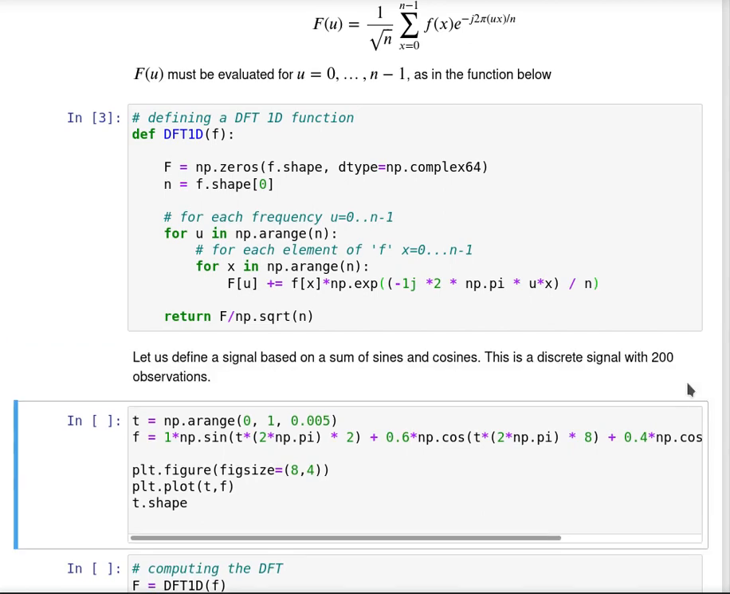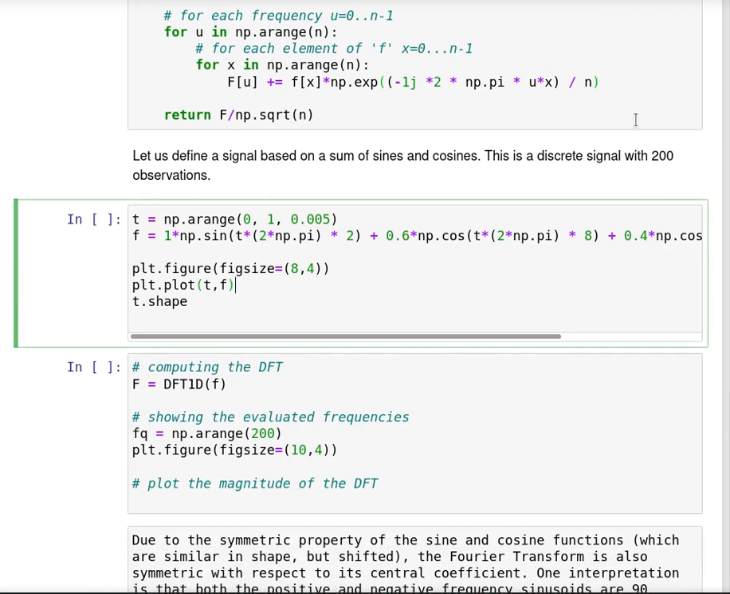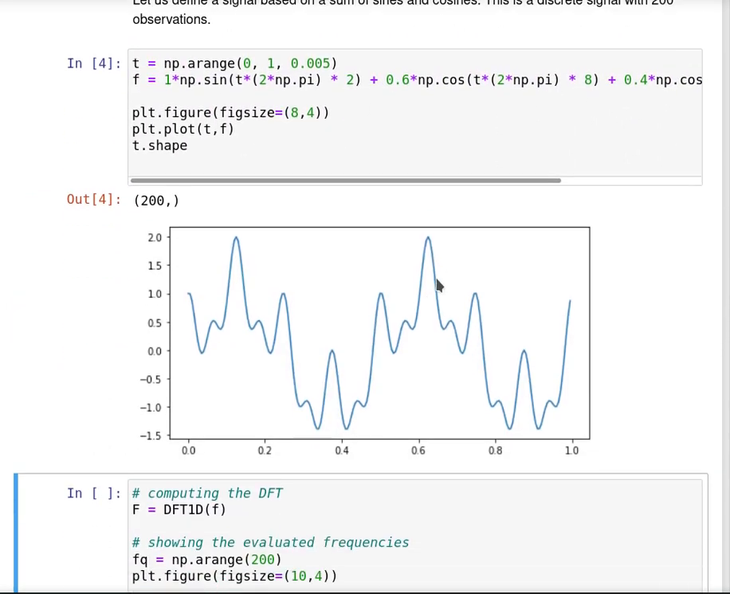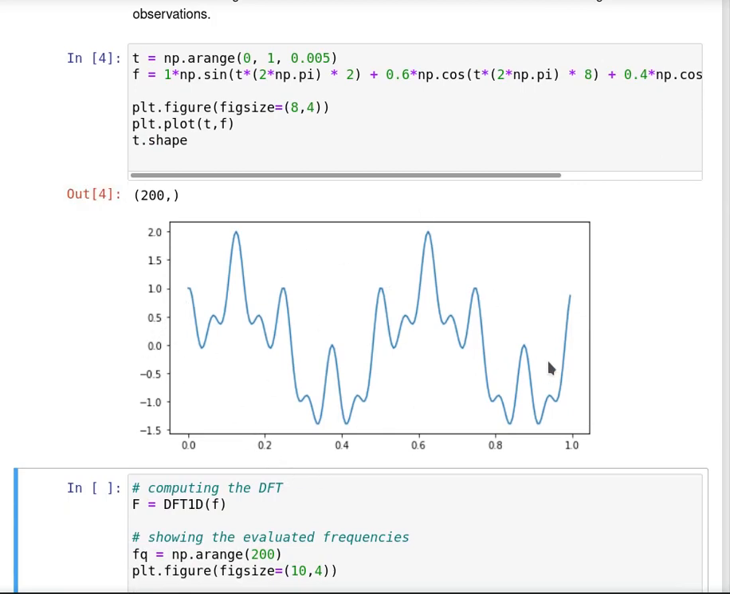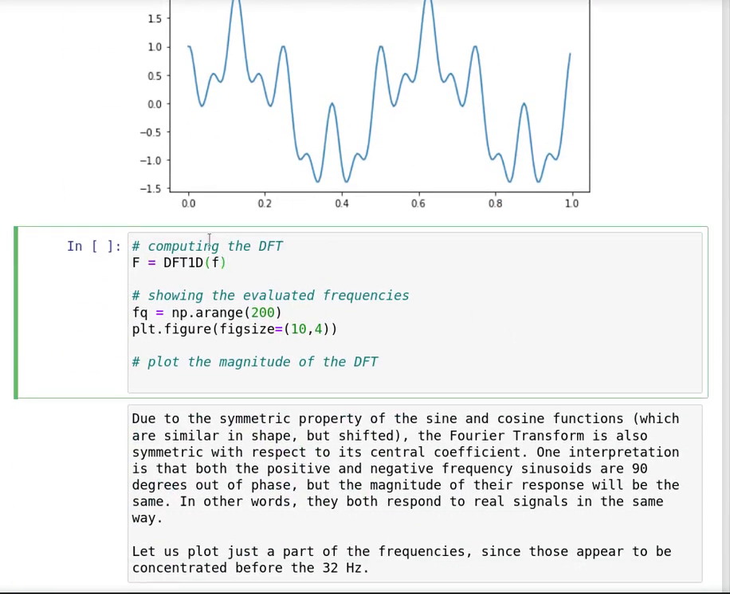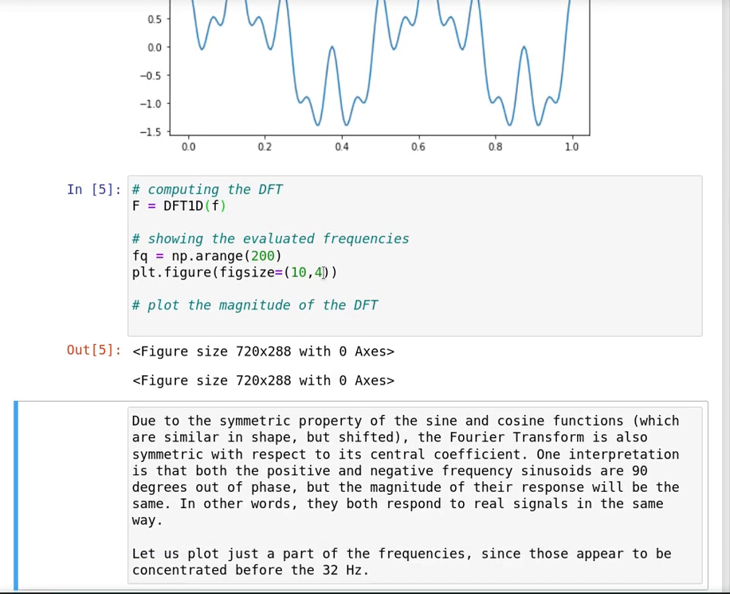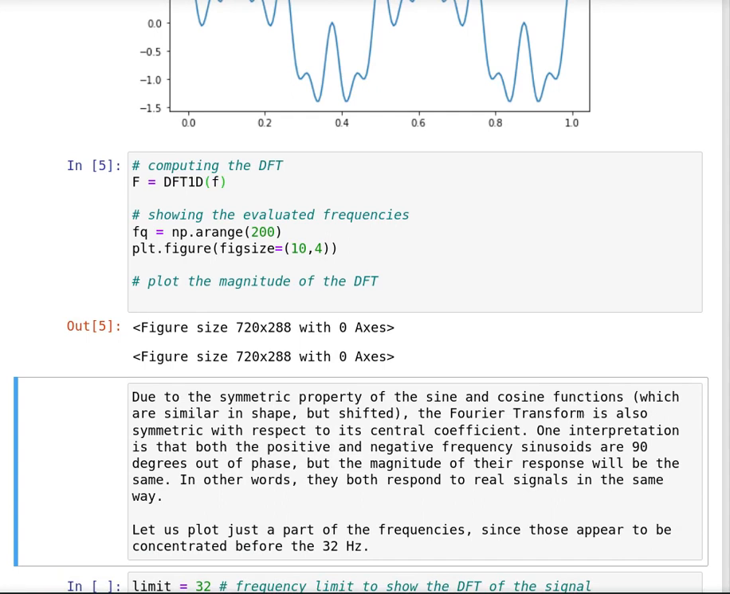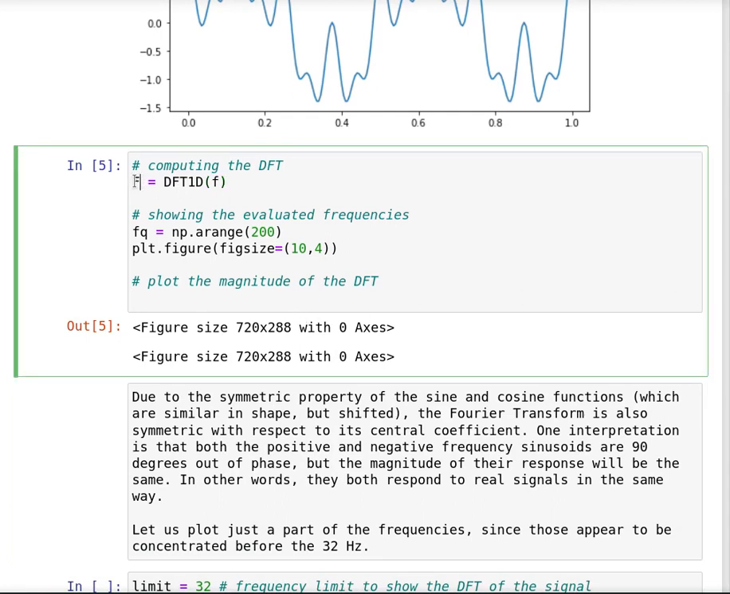Let us define a signal based on a sum of sines and cosines with 200 observations. So I'm basically just composing a function here with sines and cosines as we did in the previous video. And the function looks like that. And I'm going to compute the DFT of this function. It is just computed, but the interesting thing is that we now have access to capital F, which is the DFT of the function f. So let us plot that.